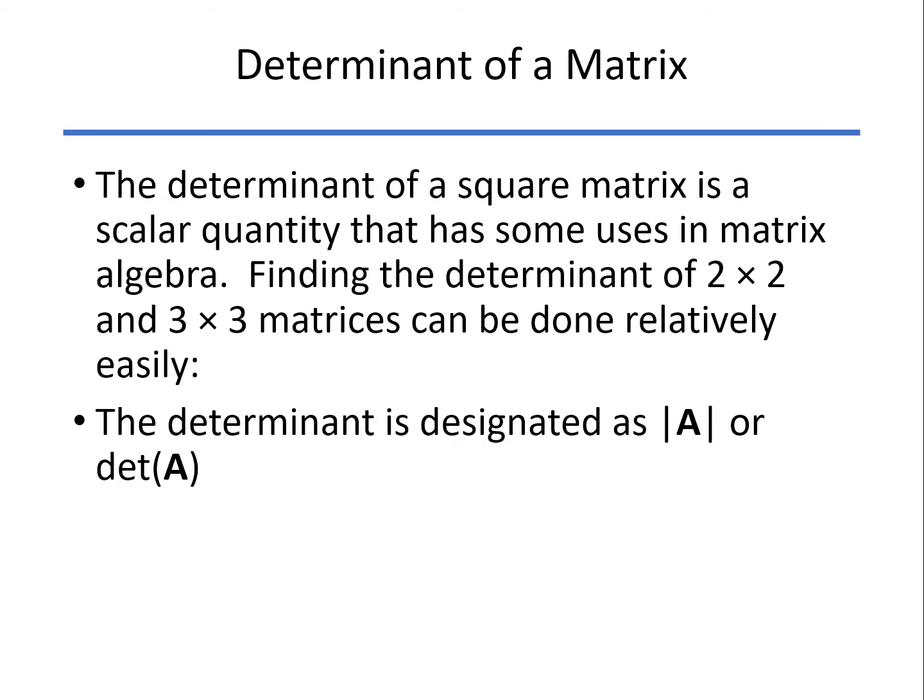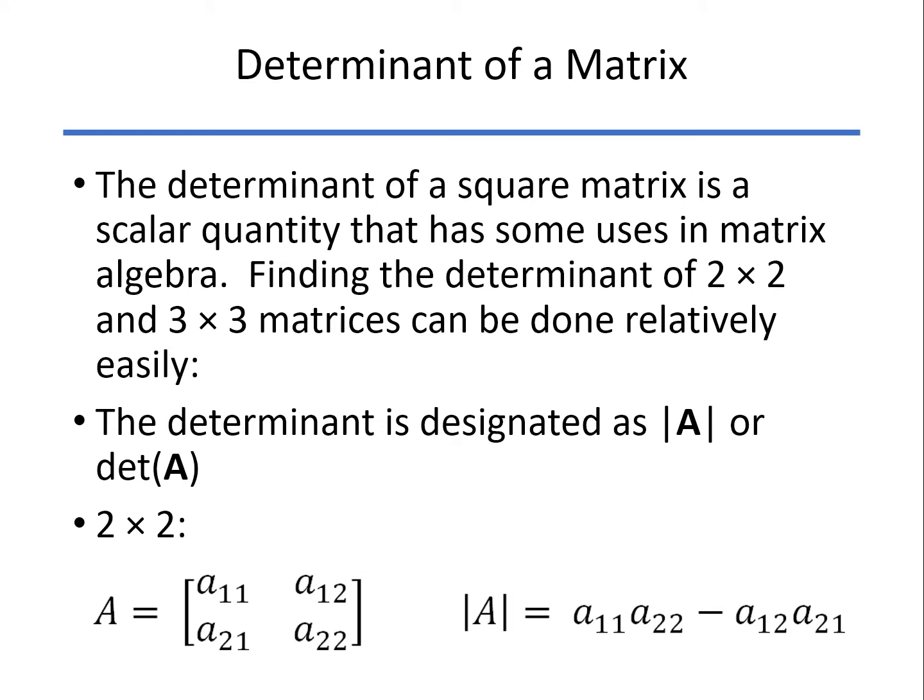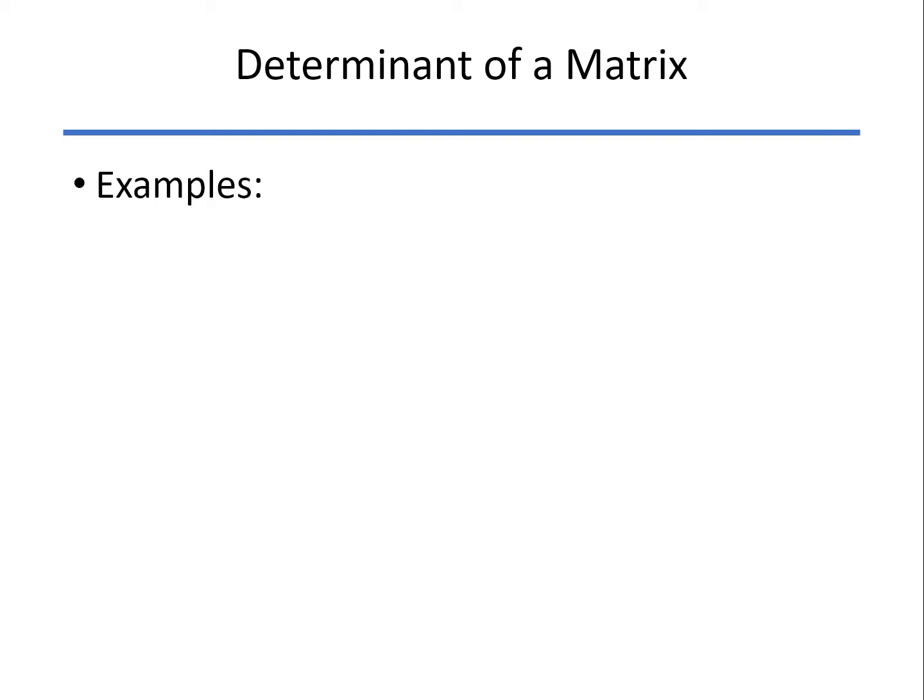First of all, the designation of a determinant, we show it in the absolute value brackets, or just det of A. And so let's look at a 2 by 2 first. Here's a matrix A. To find its determinant, we cross multiply. We take the product of the values on the diagonal and subtract the product of the values on the off diagonal. So, pretty simple to do.